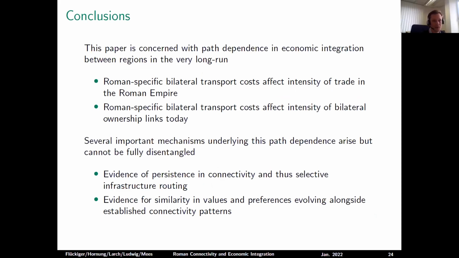And we have a couple of mechanisms that we traced out that I wasn't able to talk about, including persistent connectivity patterns based on selective infrastructure routing, and there's evidence on integration based on values and preferences that become more similar for places that are better connected using Roman connectivity patterns.